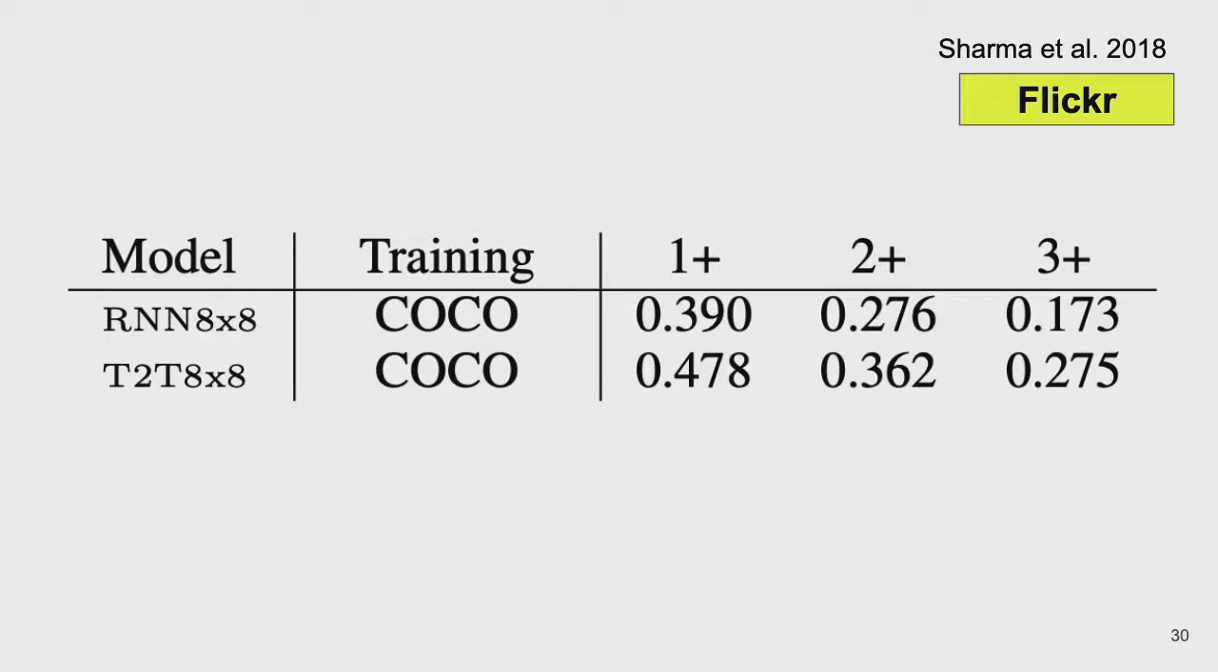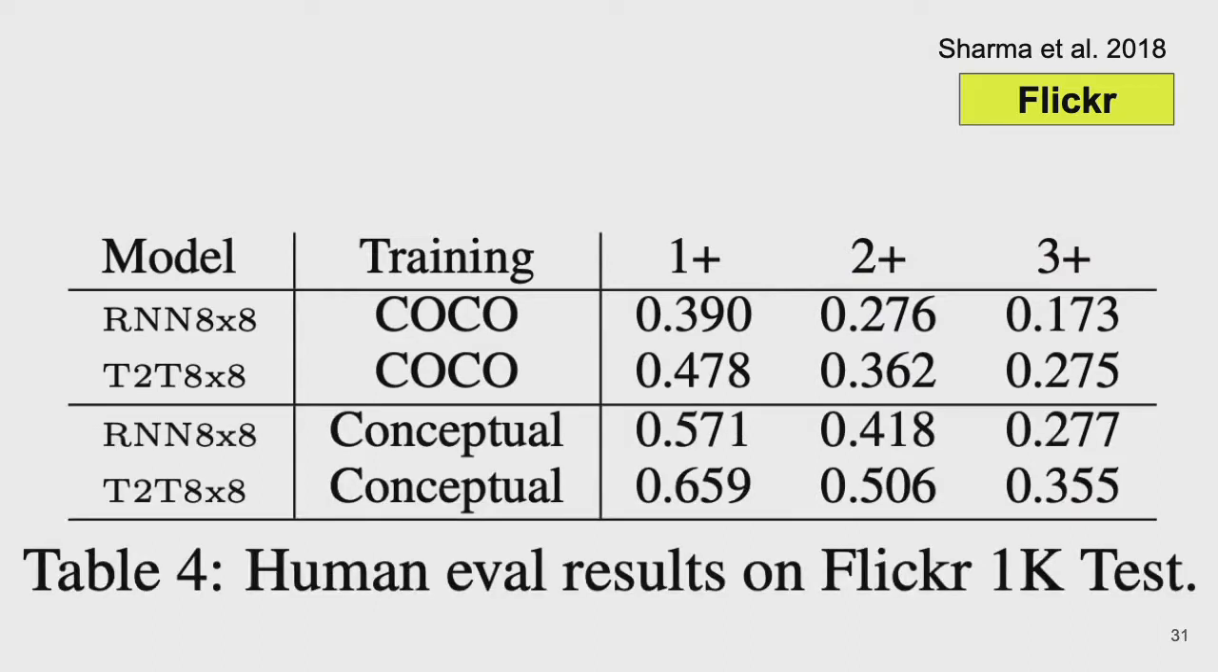All right, now I'm going to do a domain experiment, just like the Instagram experiment I showed, using the Flickr dataset as a test set. The 3+ means that three annotators say the caption is good. So when trained on COCO, around 27% of captions are ones that three people say are good. And it becomes 35.5% when you train on Conceptual Captions.